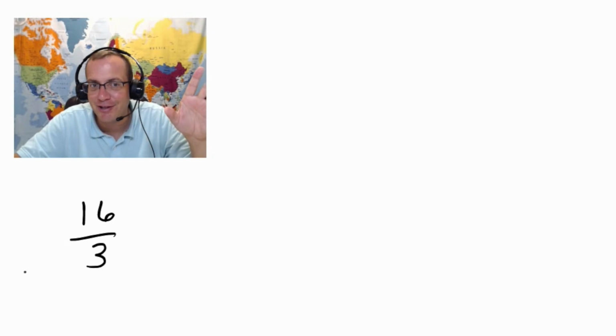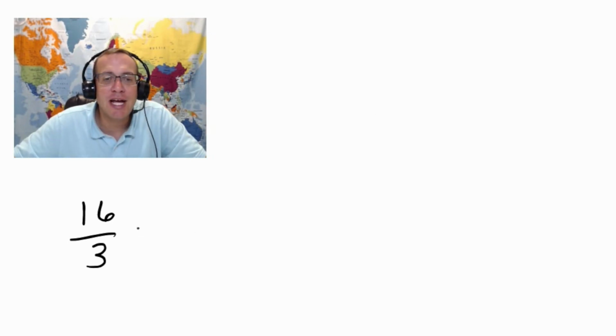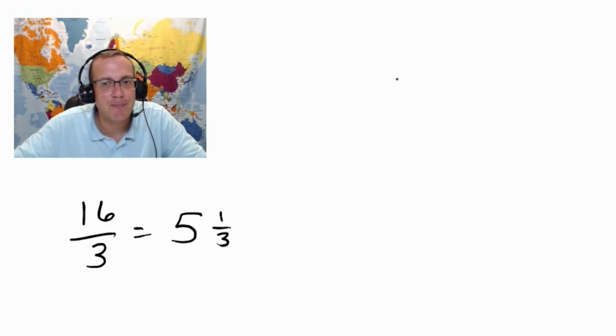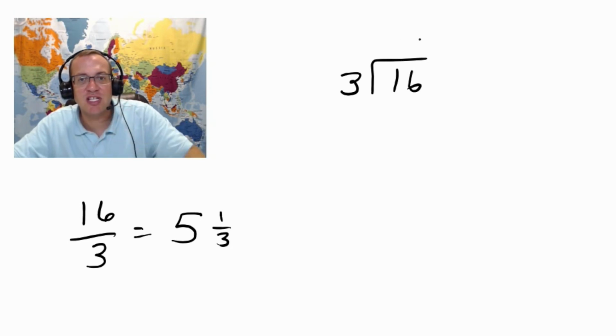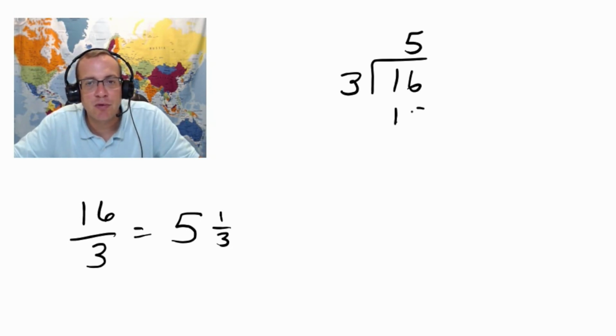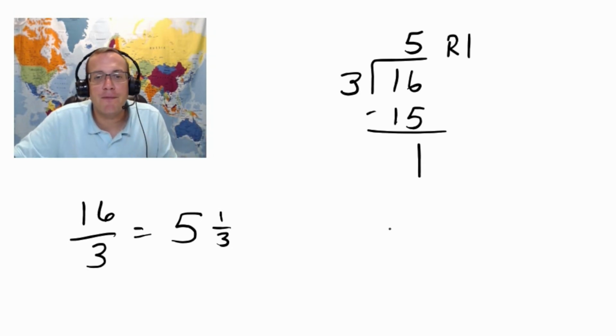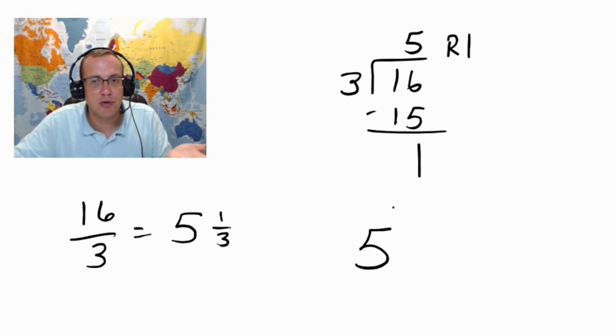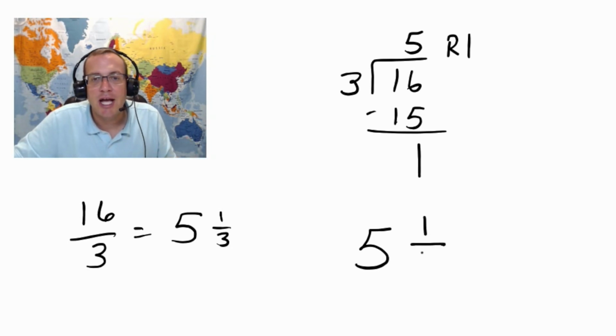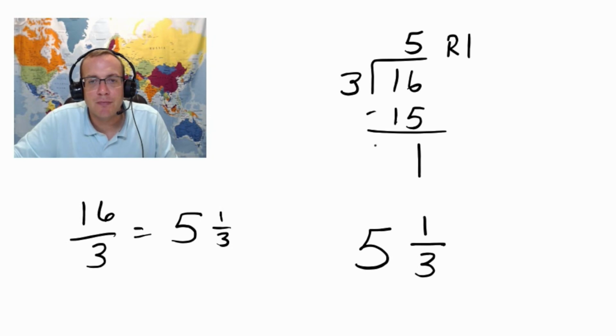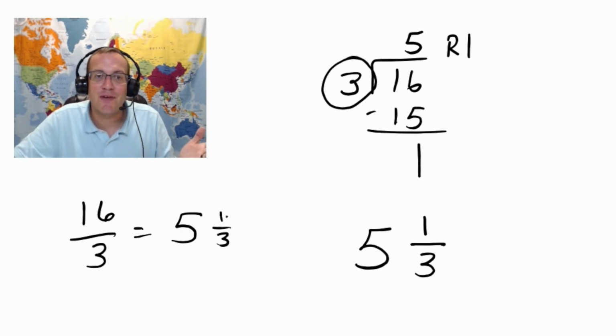Are you finished? Did you try it on your own? Yeah, cool. So our answer is 5 and 1/3. Let me show you how we did that. We take our 16, we divide it by 3. Well, 3 can go into 16 5 times. We multiply that out, we get 15. Subtract, you're left with a remainder of 1. So instead of saying 5 remainder 1, we have 5 as our whole number, the quotient. Our remainder is 1, and our denominator is still 3, right? That never changes. So 16 over 3 equals 5 1/3.